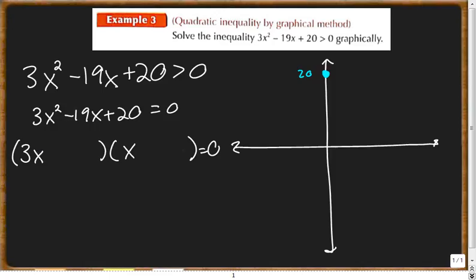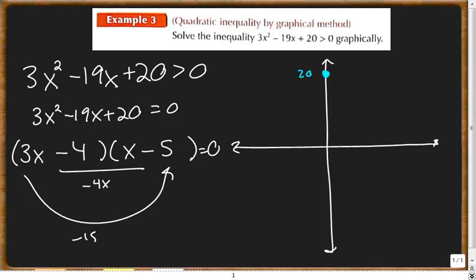So I look at it, I say, okay, I've got 3x squared minus 19x plus 20. So I need some numbers to go with 20 and to make negative 19. I think this is going to be a negative 5 and a negative 4. This would make negative 4x. This would make negative 15x, which adds together to make negative 19x.